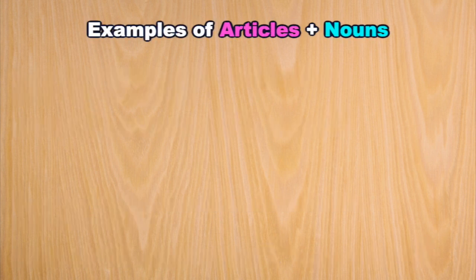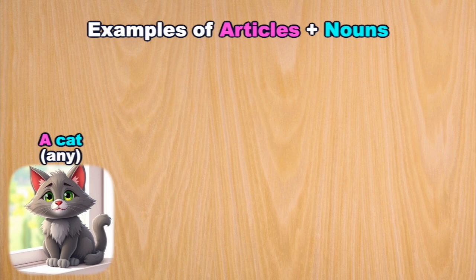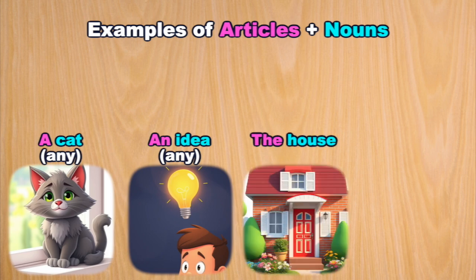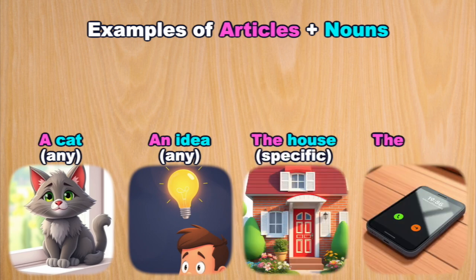Examples with nouns: a cat, any cat, not specific. An idea, any idea. The house, a specific house we know. The phone, a specific phone.